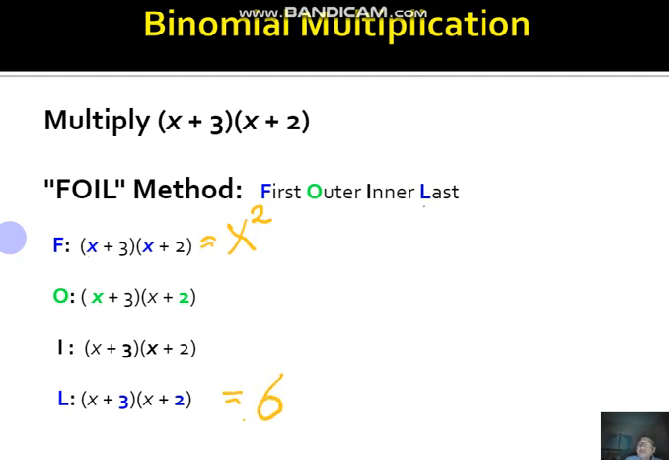We need to find the outer, which is x and 2. If I multiply x times 2, I get 2x. The inner term, which is 3 and x. If I multiply 3 times x, I get 3x.